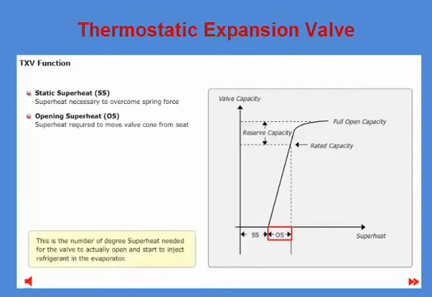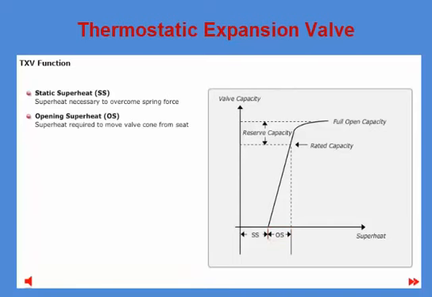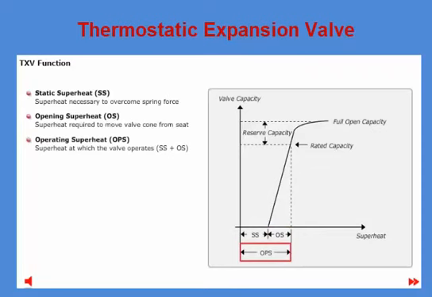This is the number of degrees of superheat needed for the valve to actually open and start to inject refrigerant into the evaporator. The combination of the two superheat values is referred to as operating superheat, or OPS, or total superheat. This value is what the customer or fitter can measure on their refrigeration system.